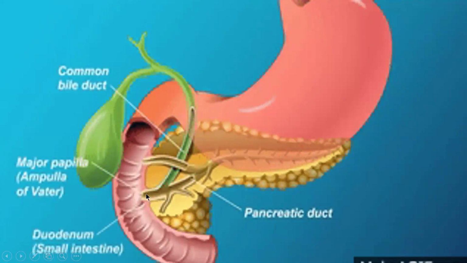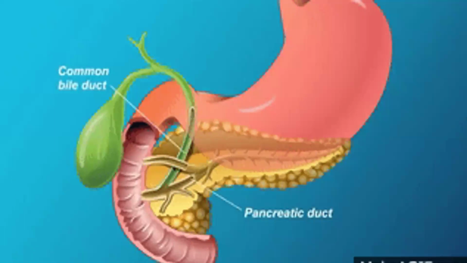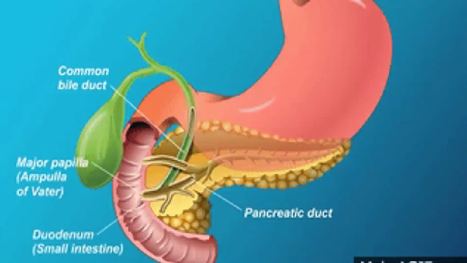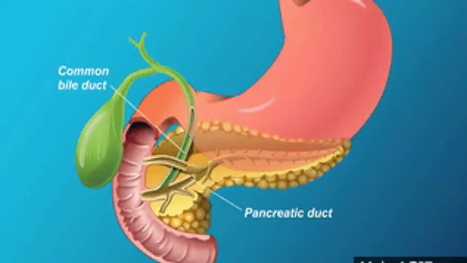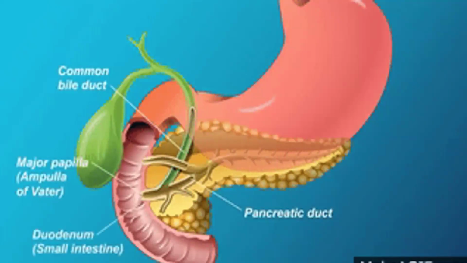The major ampulla of Vater, I have explained, is the opening where pancreatic secretion pours into the first part of the duodenum. In that ampulla of Vater there is a presence of the sphincter of Oddi, a valve that allows it to open or close. When it is required to pour the pancreatic juice into the duodenum, the sphincter of Oddi valve will open; otherwise it closes. So the ampulla of Vater is just an opening. The common bile duct is shown coming from the liver and then the gallbladder.